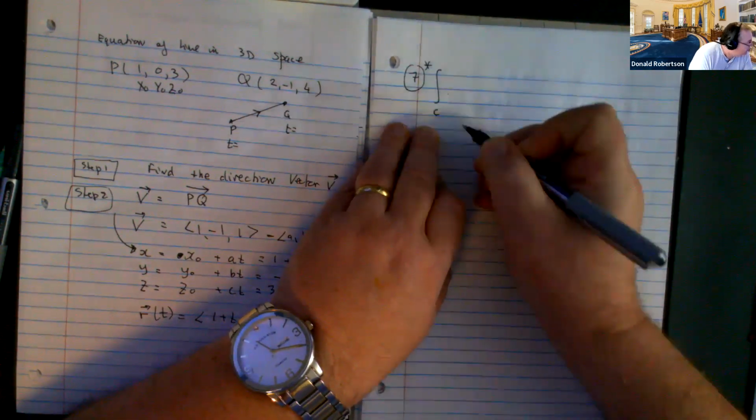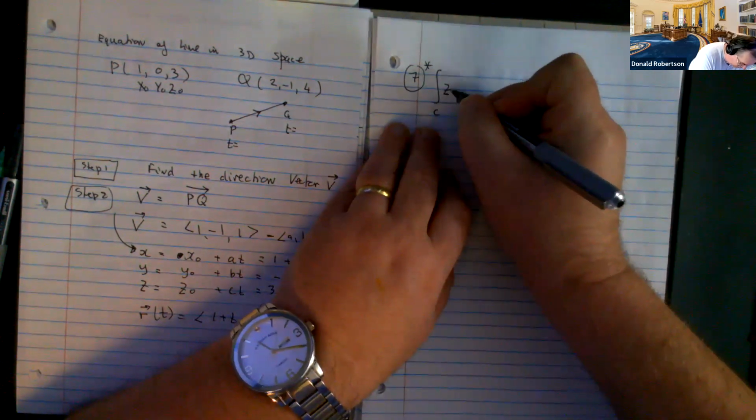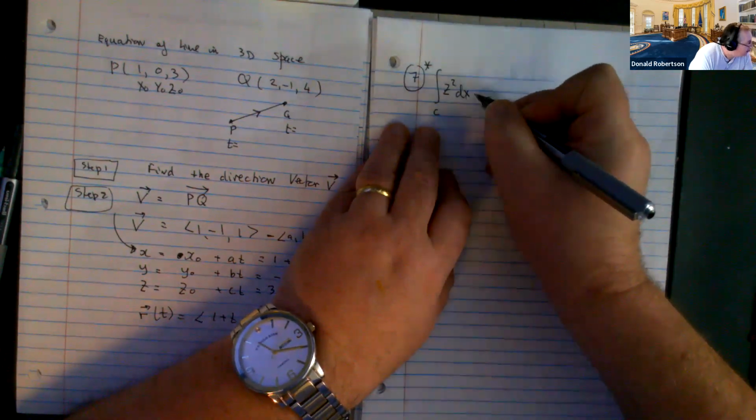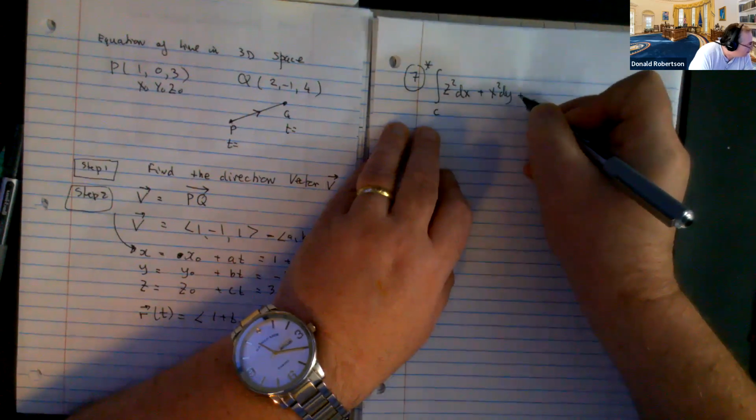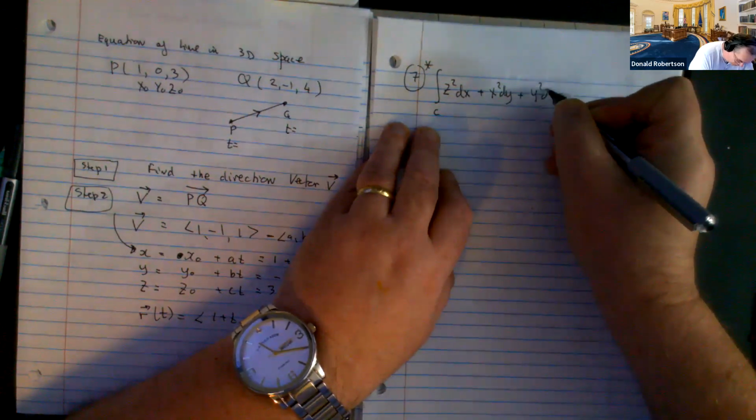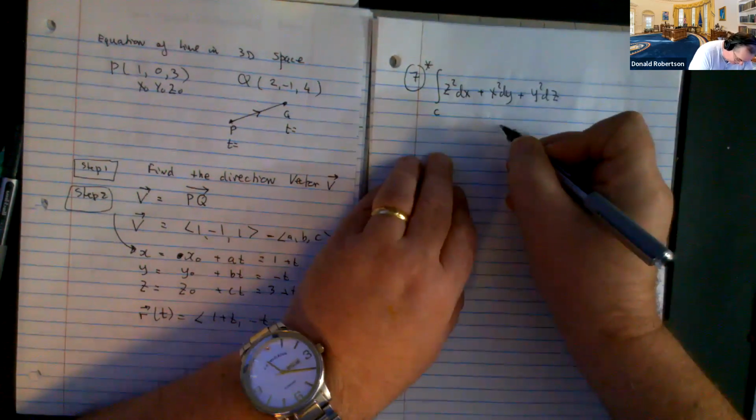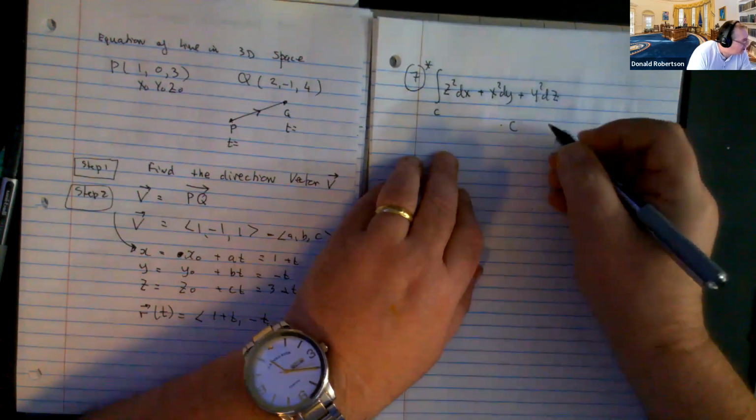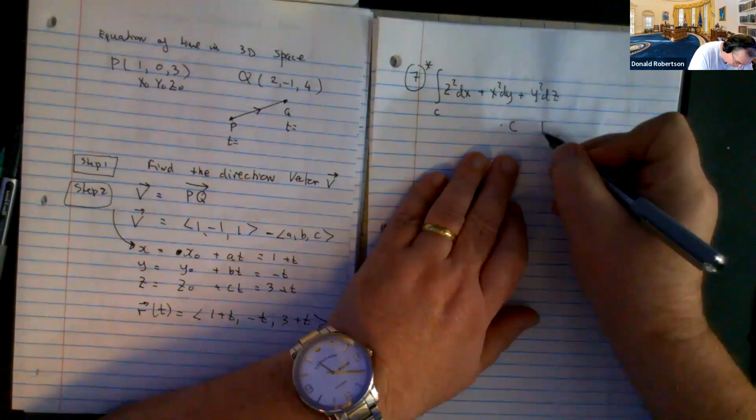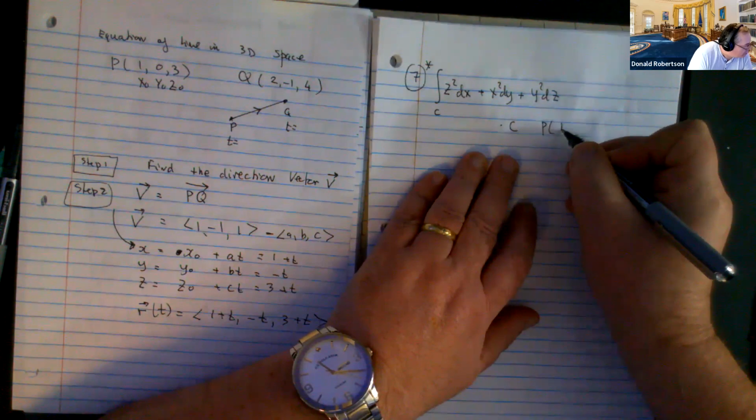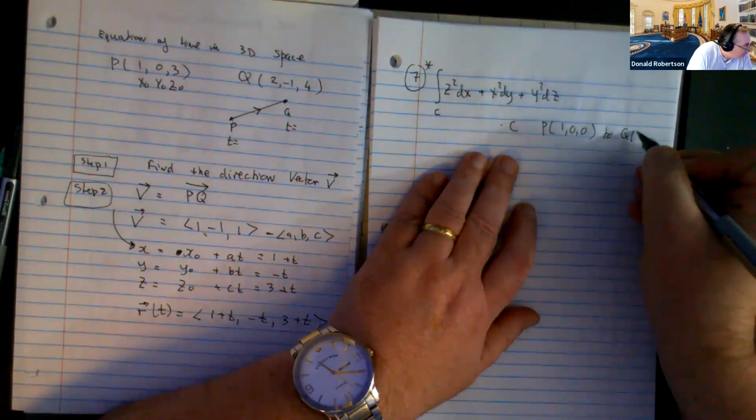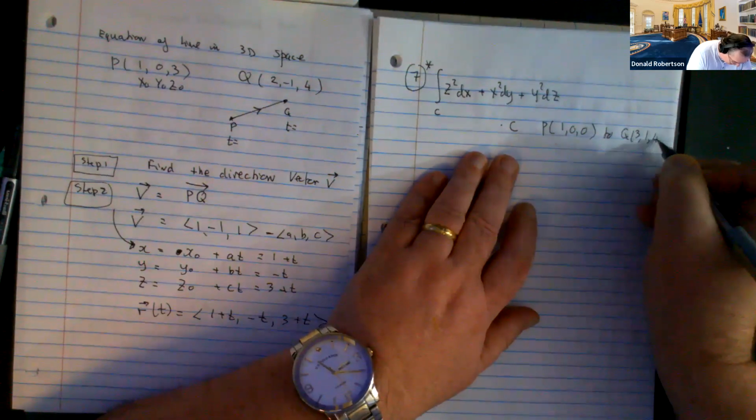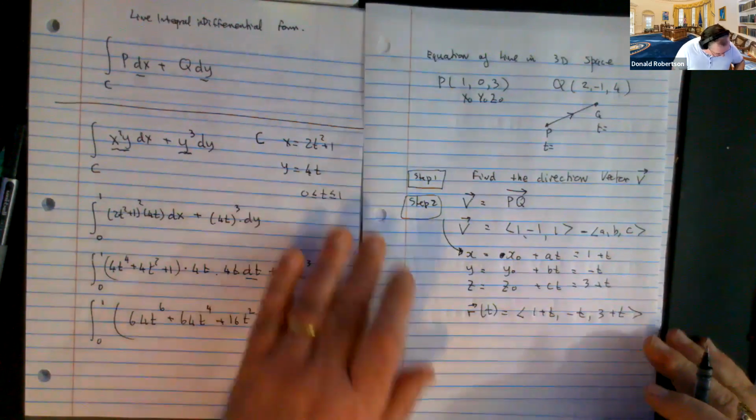We have a line integral of z squared dx plus x squared dy plus y squared dz. The curve is described as the line joining P, which is (1, 0, 0), to Q, which is (3, 1, 4). And now I need to go back here because I forgot to mention something.